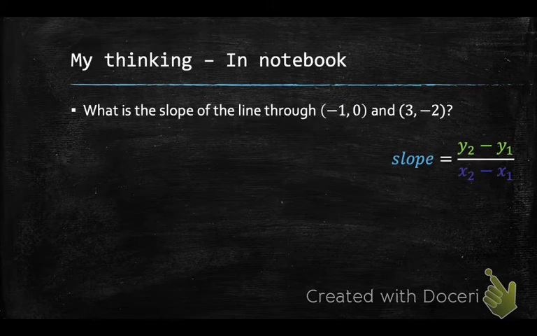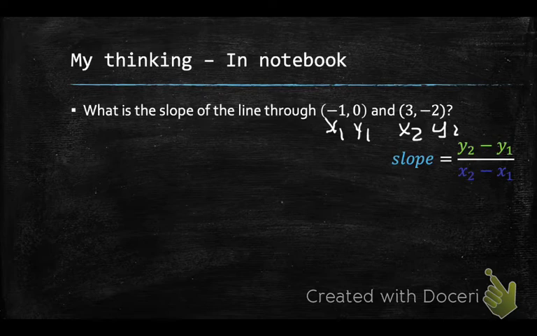So my thinking through this, what is the slope of the line through (-1, 0) and (3, -2)? So again, we always want to label our points. If I was doing this, I'm going to label the first point for myself as x1, y1, and the second point as x2, y2. Once I label, it's just a matter of substituting in, so it's not super complicated.